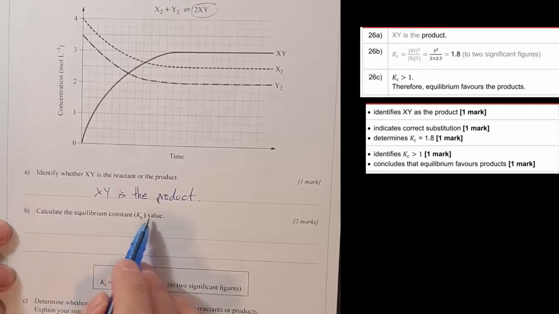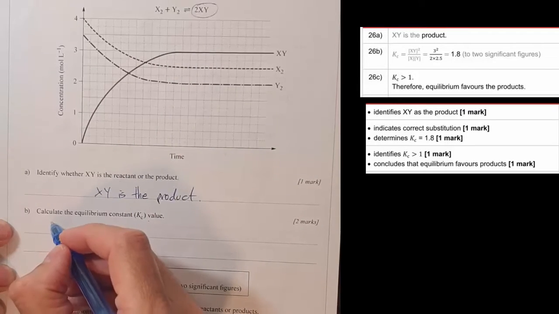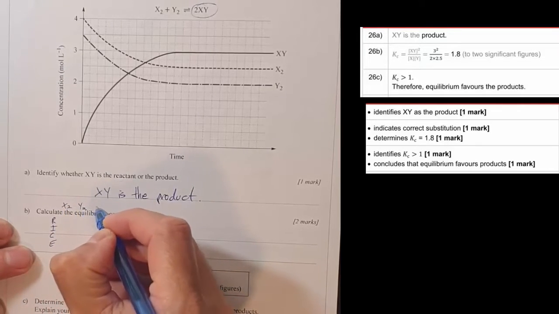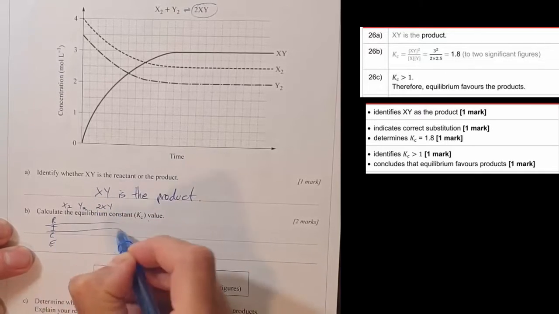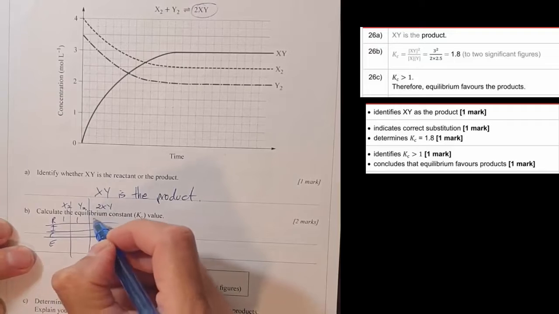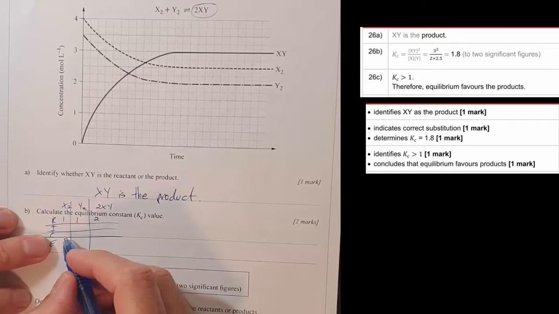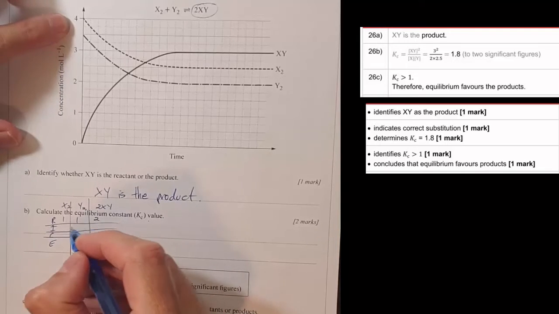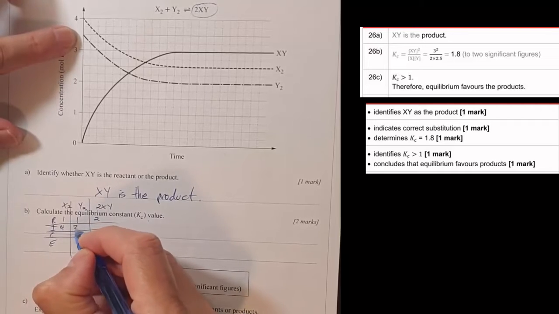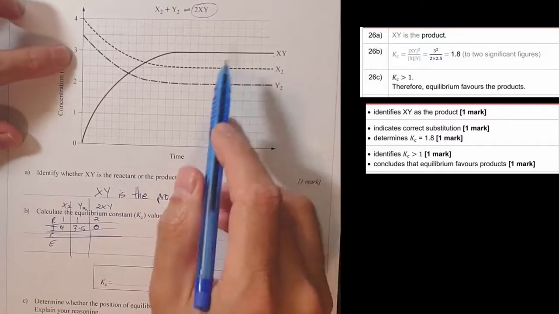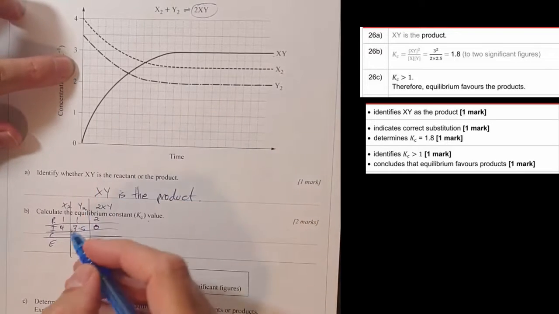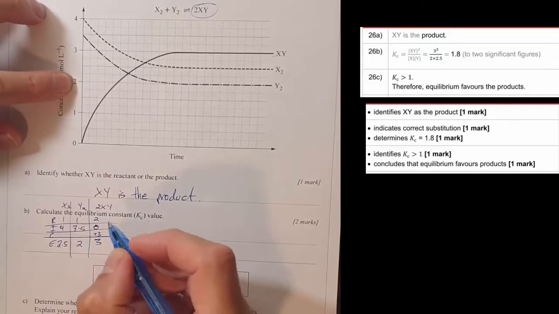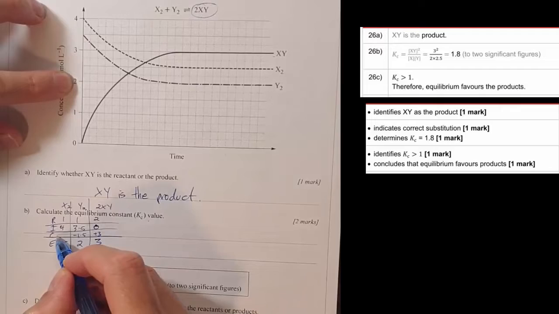Calculate the equilibrium constant. Okay, so I'll do a RICE table for this. So we've got X2, Y2, 2XY. So that is, just for understanding, 1, 1, 2. You could just jump to here. So initially, X2 is at 4, and this is 3.5, and this is 0. And then XY goes to 3, and this one goes to 2.5, and this one goes to 2. So that goes up 3, and that goes down 1.5 and down 1.5. So they all make sense.